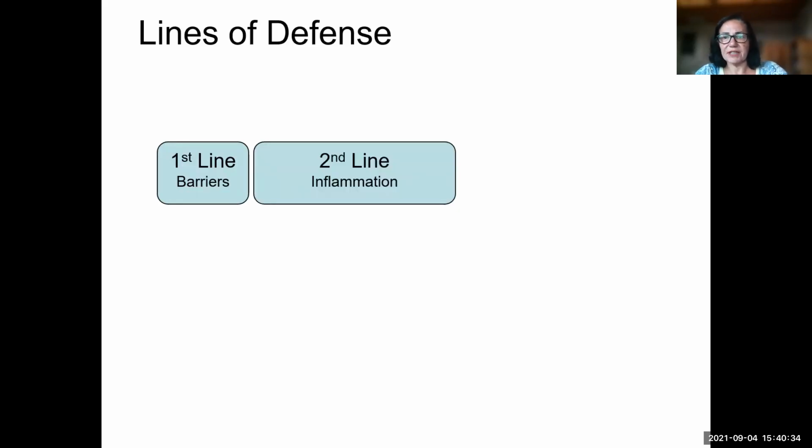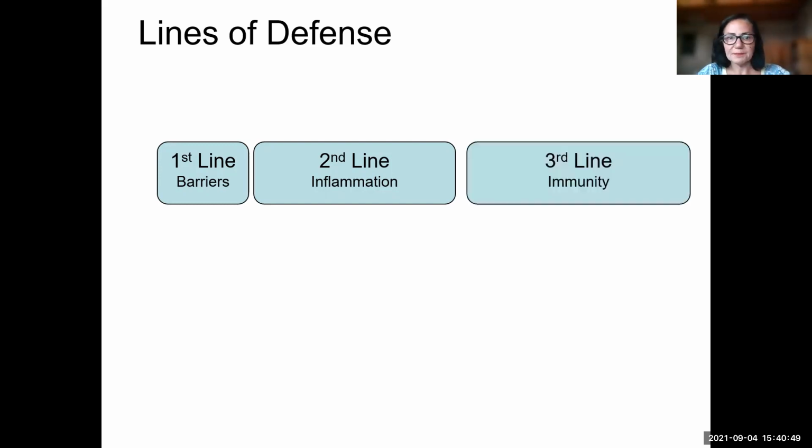The second line of defense in our class is going to be referred to as inflammation or the inflammatory process. And this is a pretty general reaction, and I'll tell you more about it throughout this overview and all the way through class. And then our third line of defense is sometimes referred to as immunity or adaptive immunity. You may have heard it called acquired immunity. It all means the same thing, mostly talking about the activity of lymphocytes.